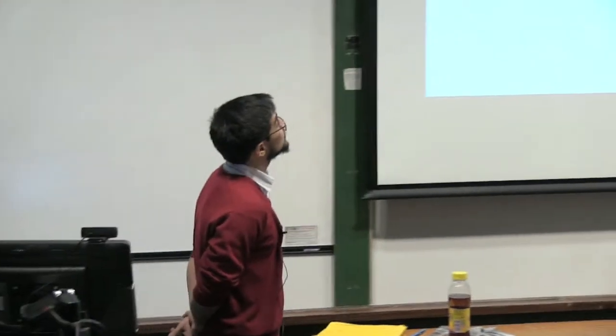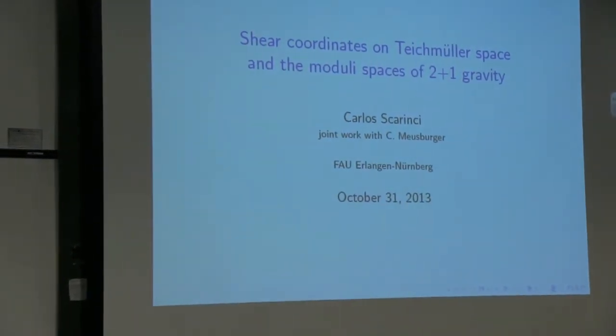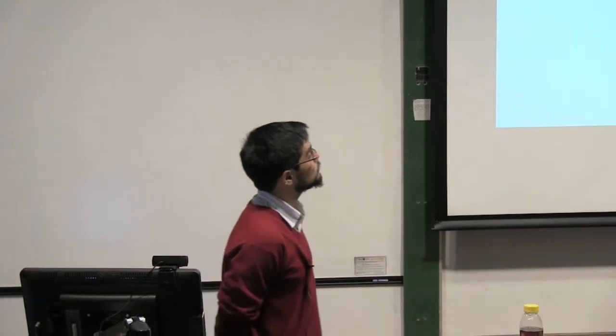And today I'm going to talk about my current project with Catherine Meusberger in Erlangen, where we try to generalize shear coordinates to the moduli space of 2 plus 1 gravity. These shear coordinates are very nice geometrical coordinates on the Teichmüller space, and they encode very well a certain structure in Teichmüller space, which can be used then to understand quantization of the space. So this motivates us to try to generalize it to the case of 2 plus 1 gravity, which is very much related to Teichmüller theory.